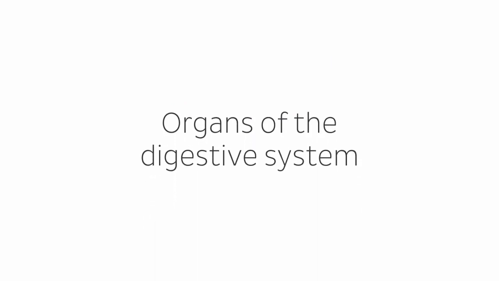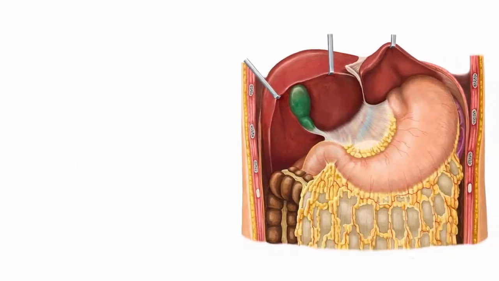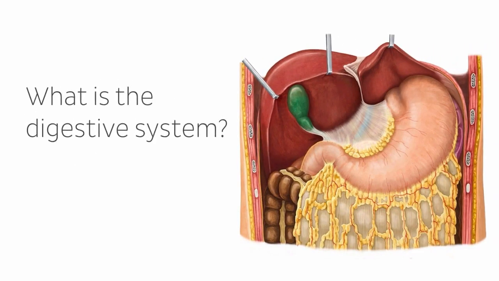In this tutorial, we'll be discussing the organs of the digestive system. So what is the digestive system? The digestive system is comprised of an array of organs that work together to break down large molecules, which are in turn ingested into smaller, soluble molecules that can be absorbed into the body. This process is known as digestion.